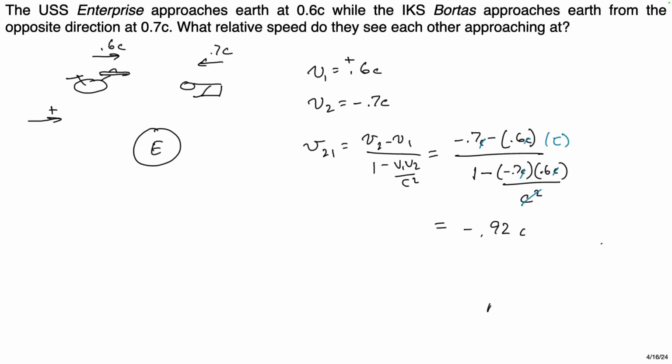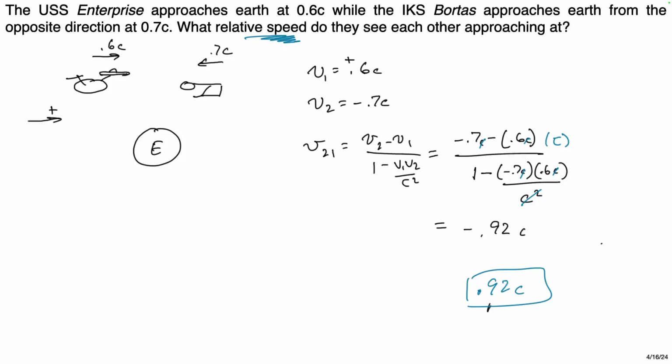Now, the question does ask for relative speed. And so the answer here should just be a positive number, right? Why did we get a negative number on our answer, though? It's the speed, right? V21. The speed at which object 2 sees object 1 approaching. From the Klingon ship's point of view, they're moving forward and the Enterprise is coming backwards at them, right? But they both see 0.92 c as the speed at which they are approaching each other.